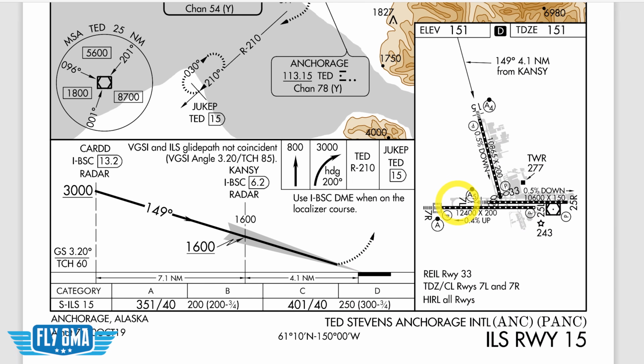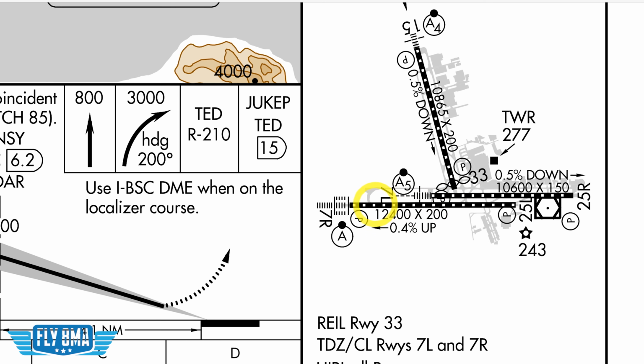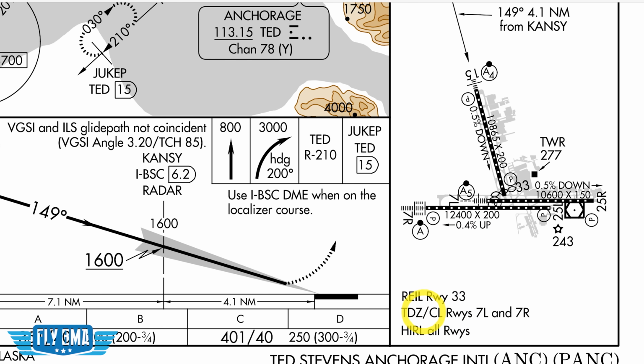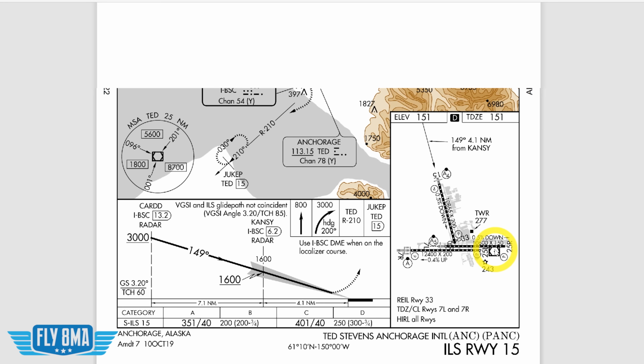Runway end identifier lights for runway 33. That's what they look like. The touchdown zone and centerline lights on runway 7 left and 7 right. We can see that because we have those negative white dots. They call them negative dots on the chart user's guide. So that's an indication of centerline lighting. We also have centerline lighting on runway 15, but apparently not touchdown zone lighting. And then there's high intensity runway lighting on all runways. So that's really nice and bright.